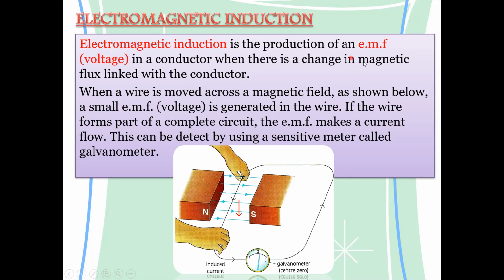So it is the production of EMF or voltage in a conductor when there is a change in the magnetic flux linkage. What is the meaning of magnetic flux linkage? The term magnetic flux linkage means how many field lines are passing through unit area.